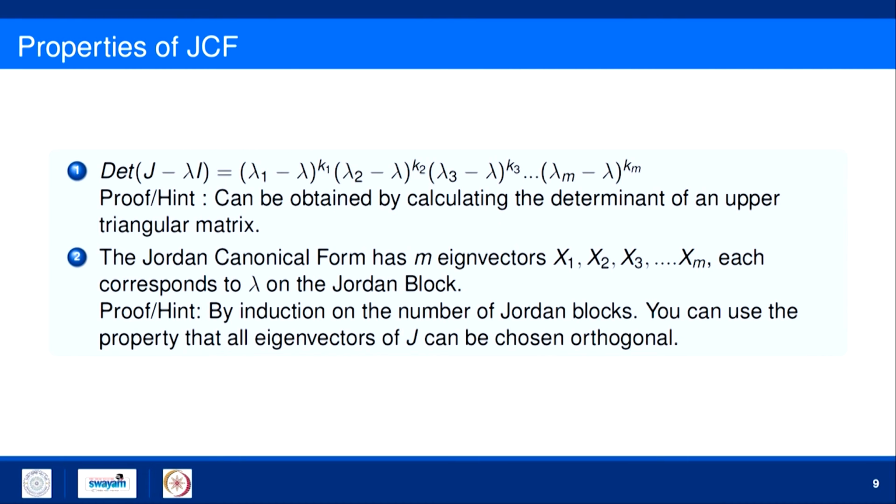So, if you have a Jordan canonical form J, then the determinant is given by (lambda 1 minus lambda) raised to power k1, coming from the first Jordan block, then the second Jordan block, and so on. So, it is the product of the characteristic polynomial of each Jordan block. The Jordan canonical form has m eigenvectors because each Jordan block gives you only one linearly independent eigenvector, and here we have m Jordan blocks. So, m eigenvectors x1, x2, up to xm, each corresponding to a lambda on the Jordan block.